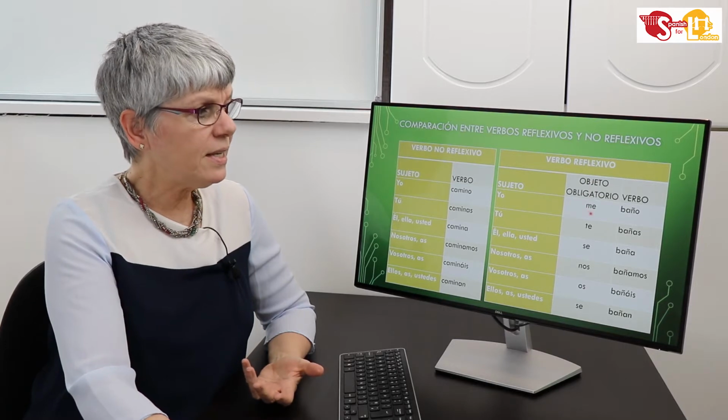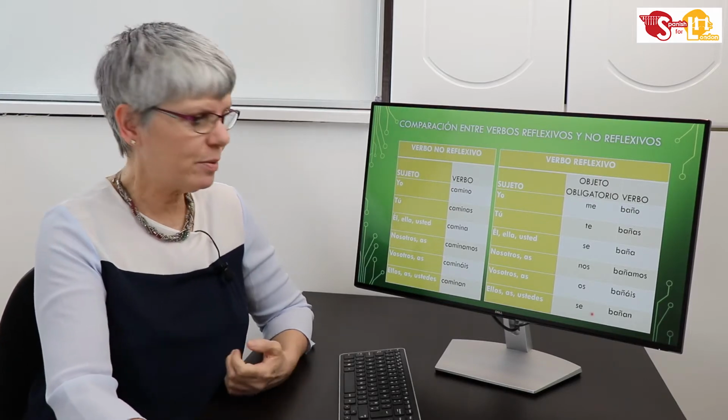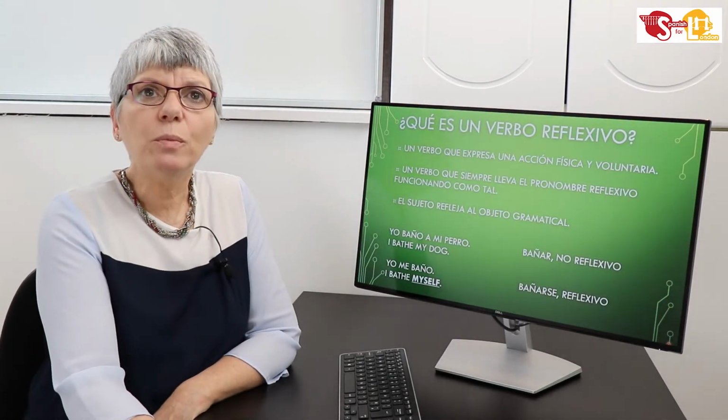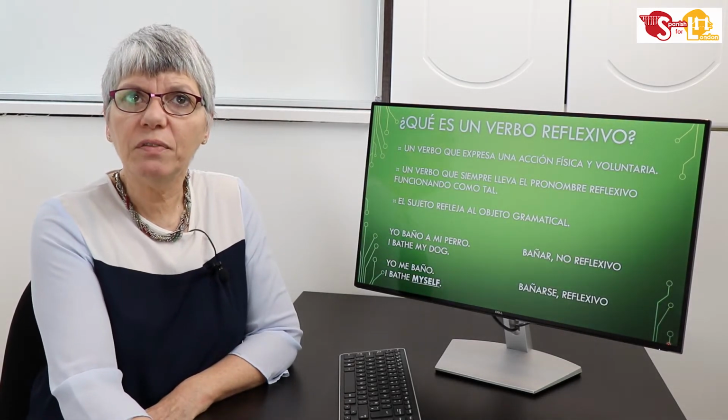So as you can see, these verbs are not difficult, and these words, me, te, se, nos, os, se, these personal pronouns stand for myself, yourself, himself or herself, ourselves, yourselves or themselves. Okay, let's continue. ¿Qué es un verbo reflexivo? So, what is a reflexive verb?